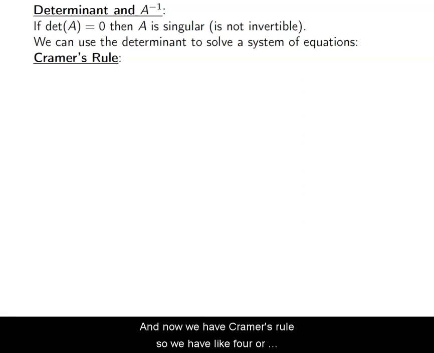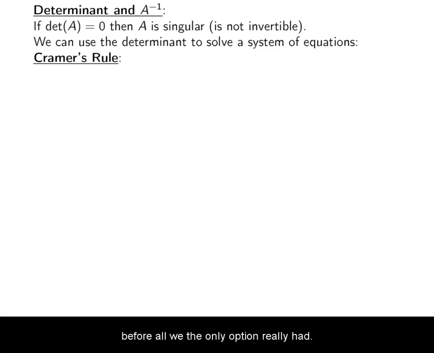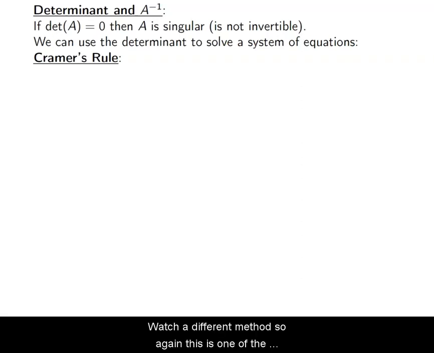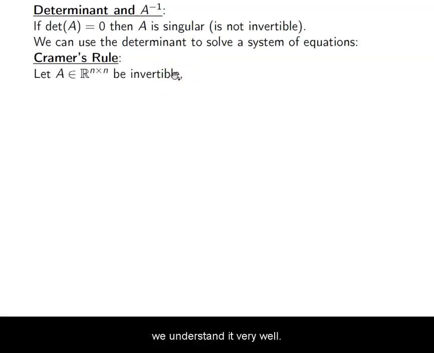And now we have Cramer's rule. So we have like 4 or 5 different methods for solving systems of equations. Before, the only option we really had was substitution and elimination. Now we have a bunch of different methods. So again, this is one of the benefits of learning linear algebra and matrices because it makes things a little bit easier to work with once we understand it really well.